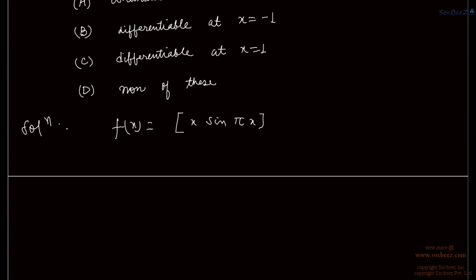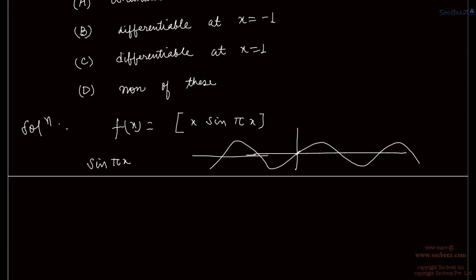Now let us see the nature of the function sin pi x. So the function sin pi x will be something like this, where its period is 2 pi upon pi, that is 2. So this value is 1, this value is 2, this value is 3, and obviously sin pi x lies between 1 and -1.